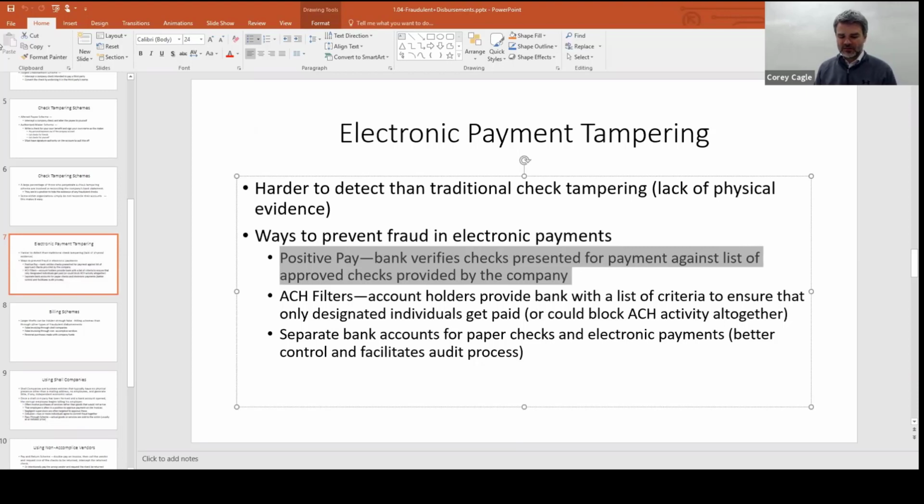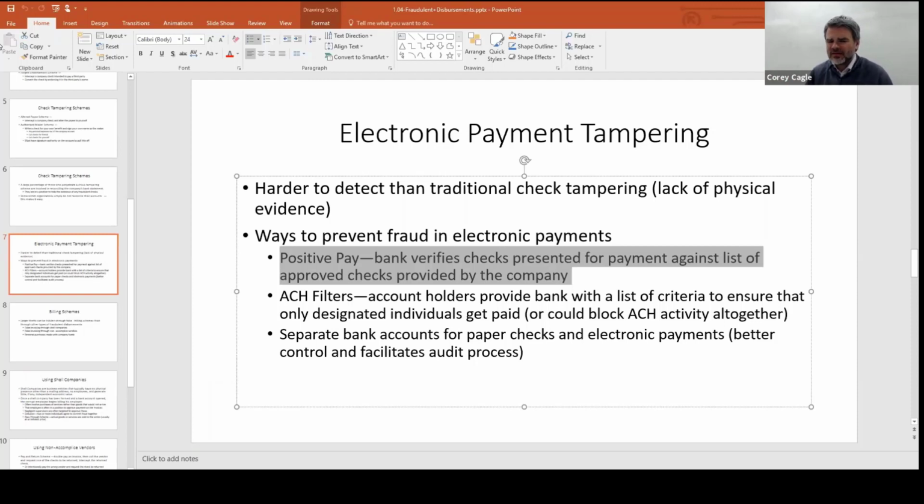ACH, what does that stand for? I looked it up. Automated Clearinghouse. Yeah, that's what it stands for. So one point that's worth taking note of, tampering with electronic payments is harder to detect than tampering with physical checks for obvious reasons, right? I think you would know that if you got that test question.